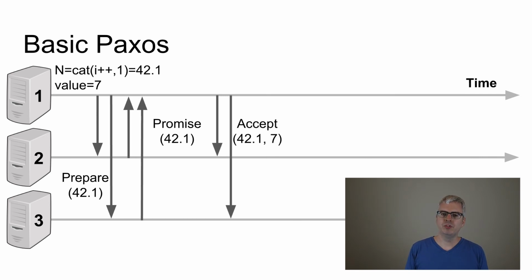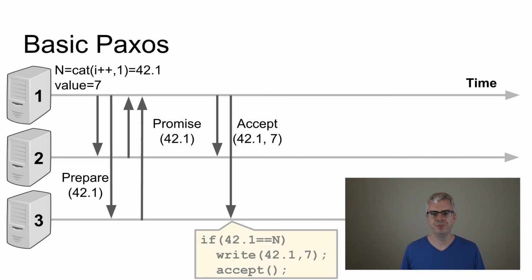If the proposer receives a majority of servers saying, I promise to accept a value from you, then it knows that it can possibly get consensus, and so it proceeds to send out the value it wants accepted by all of the servers. And it sends this in an accept message, which once again contains the value of n, and contains the value it wants accepted, the 7.